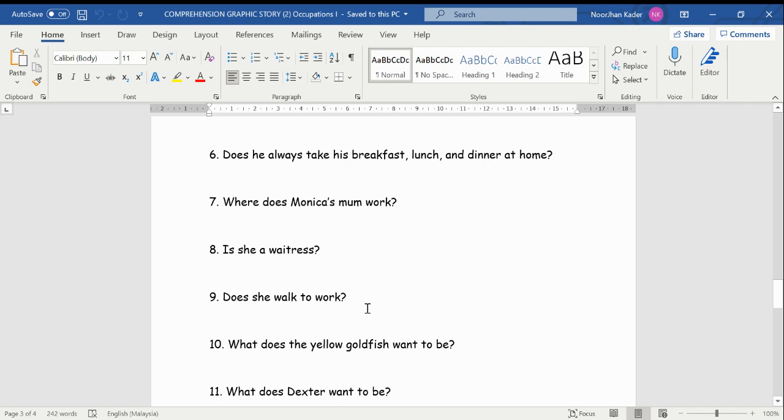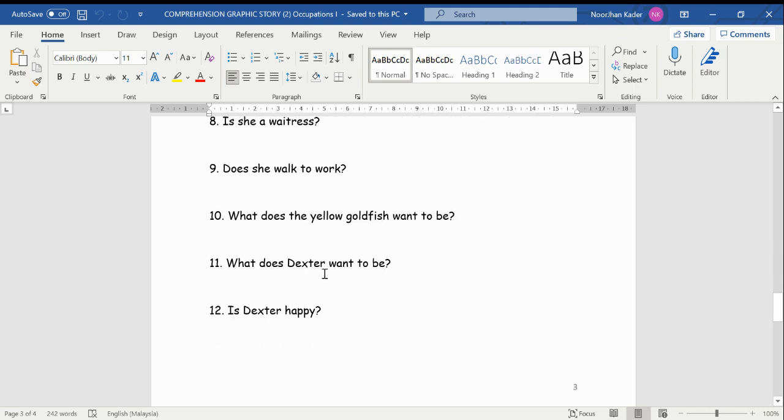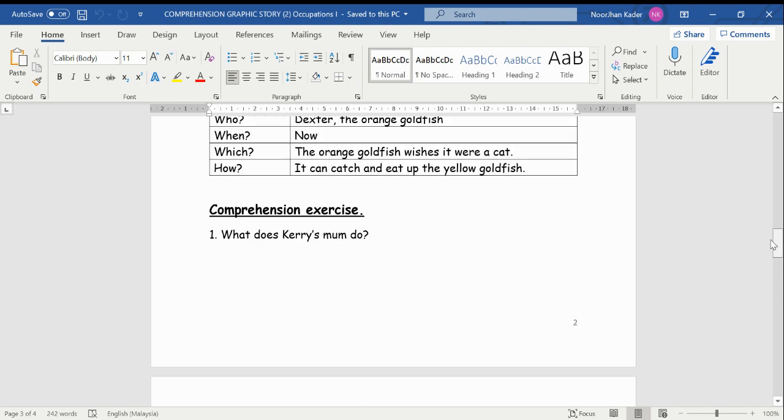Actually these questions are from frame 1 until frame 4. That means they are progressing from frame 1 to frame 4, so of course when they ask questions, it's regarding that particular frame. I did not write the frames here because I don't want to get you confused. I've written it all together, but later on I will tell you which one is which frame. Does she walk to work? Number 9. Number 10, what does the yellow goldfish want to be? That means in the third frame. 11, what does Dexter want to be? And number 12, is Dexter happy? Okay, let's go to the first one.